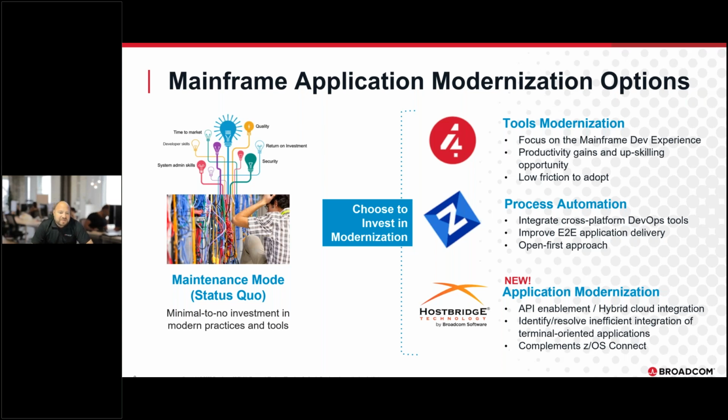So HostBridge is all about API enablement, giving those developers access to the application and the data within in a modern way. We can also find, spot, and detect inefficient integrations of terminal-oriented applications. Now there's also z/OS Connect, and I want to stress we complement this. It's one of the more well-known products dealing with API enablement on System Z. It's a great product. It has some gaps, and it just so happens that those gaps it has are the ones that we fill.